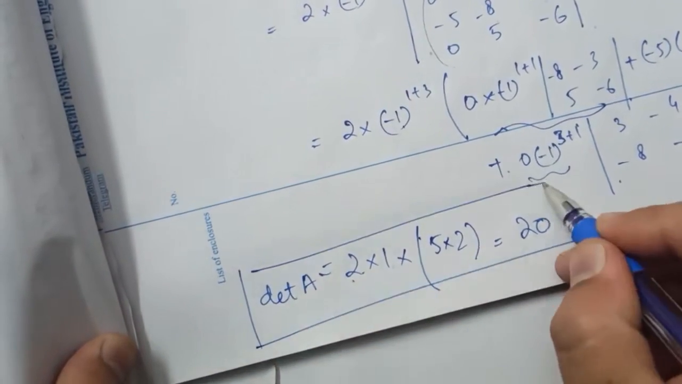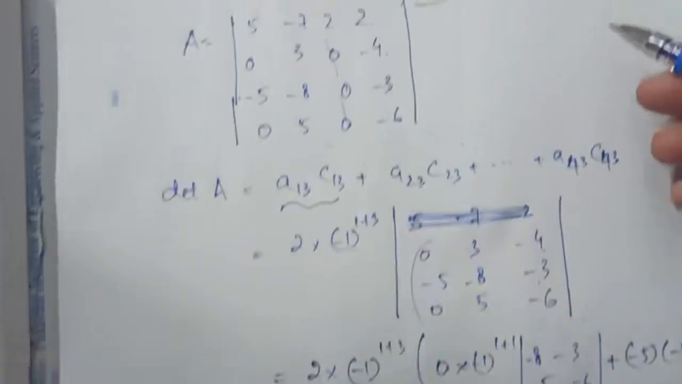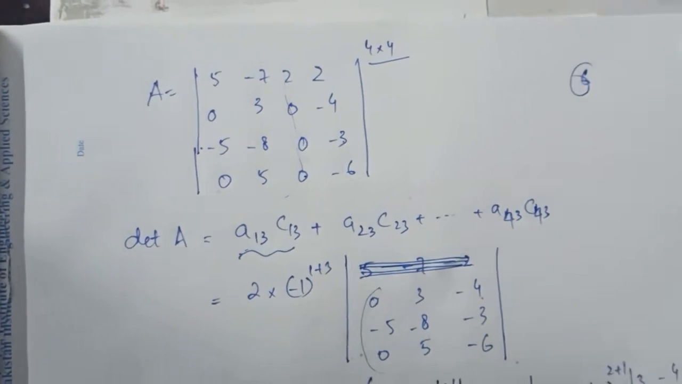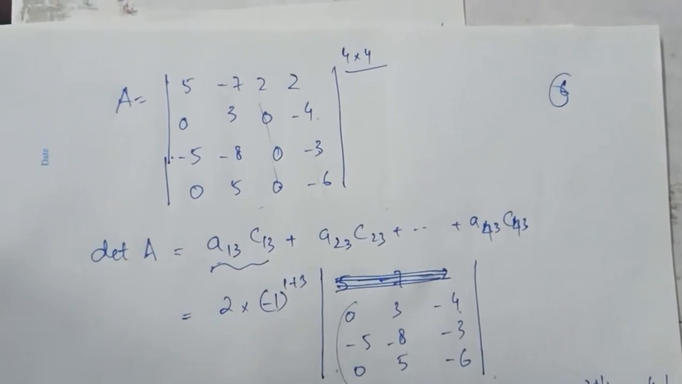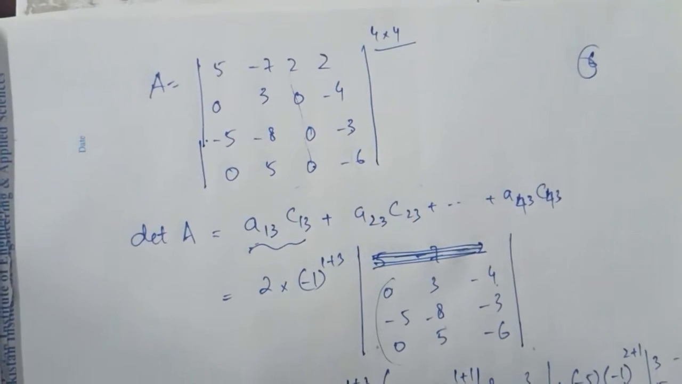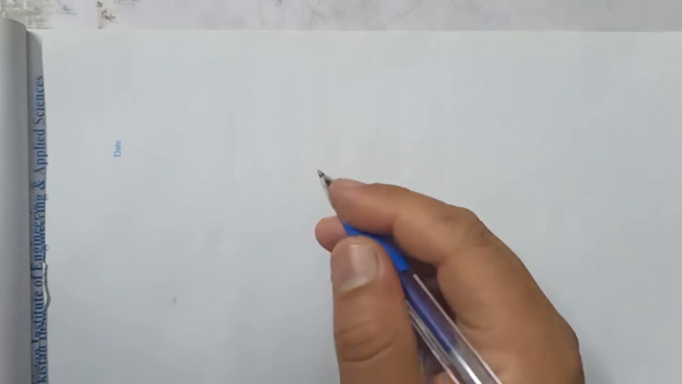20, right? So I hope that most of you are now clear about the use of the cofactor expansion and its expansion across any row and any column. Since we have now discussed how to calculate the determinant of A, let's look at some properties of the determinant.